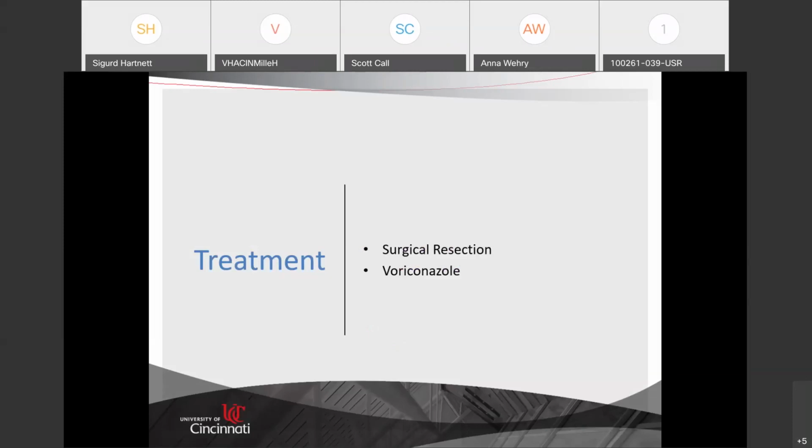Treatment, voriconazole is the drug treatment of choice. So if you have pulmonary disease or something like that, you can use voriconazole. If you have rhinosinusitis, you want surgical resection, so you want to get ENT involved early.